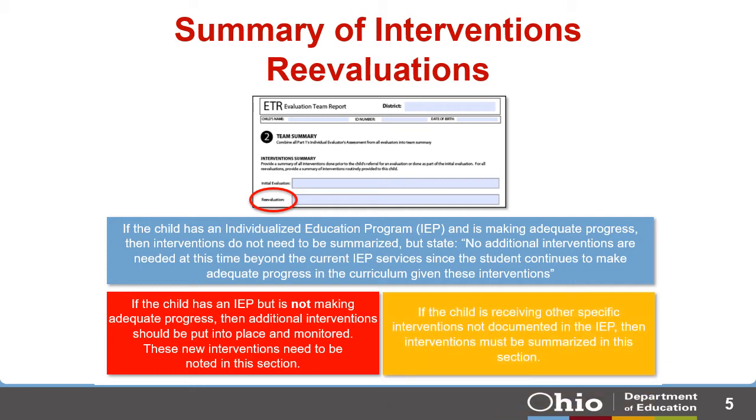If a child is receiving other specific interventions that are not documented in the IEP, then this section needs to be completed. A child who is receiving specially designed instruction, SDI, for an identified area of disability may receive additional interventions in other areas where SDI is not indicated but where the child has needs. These interventions also must be summarized on the re-evaluation in this section.